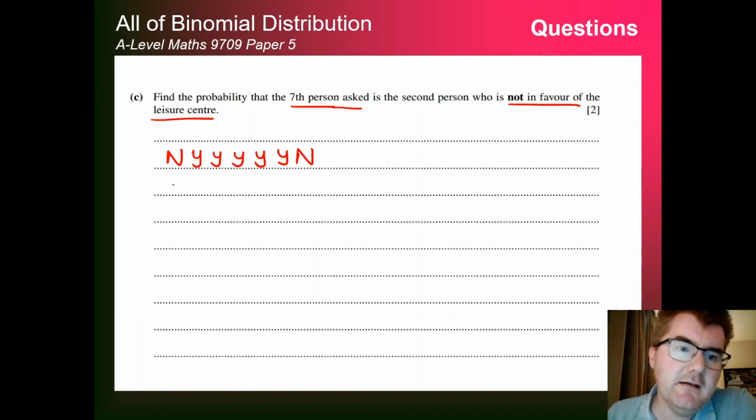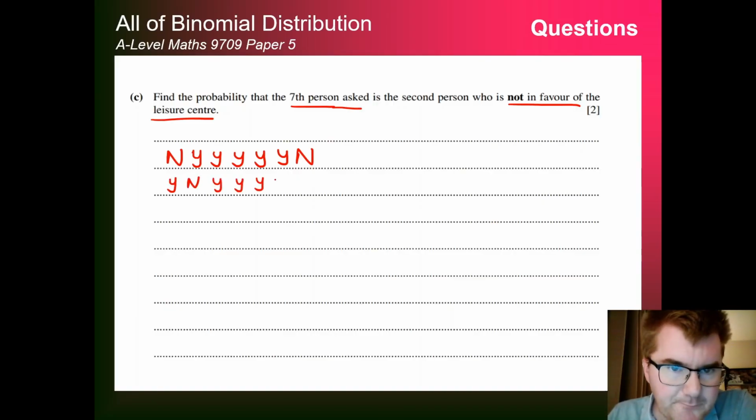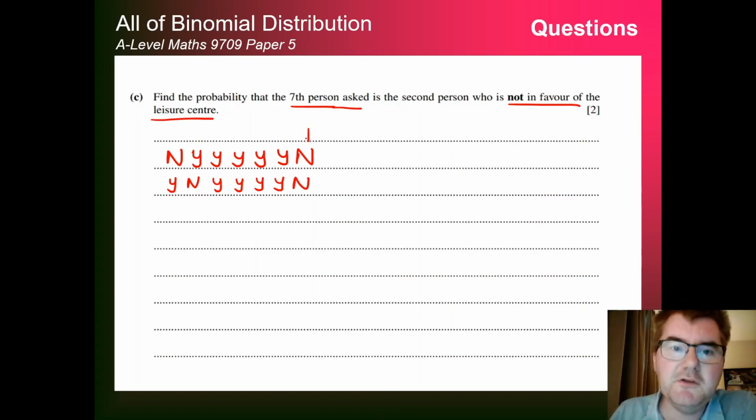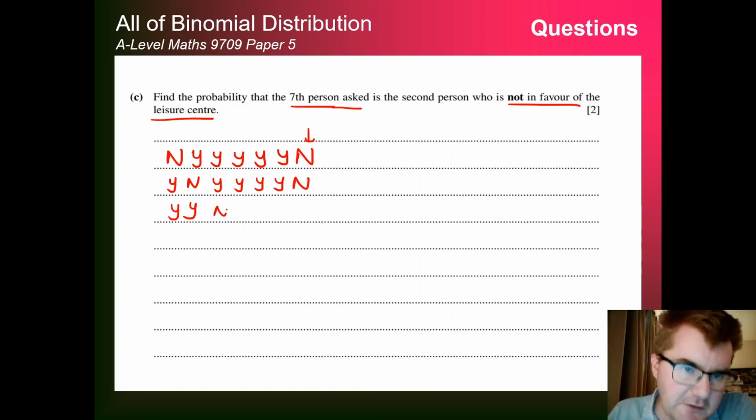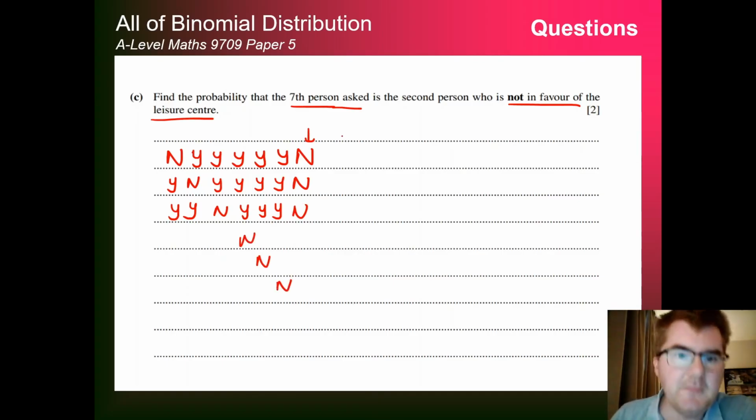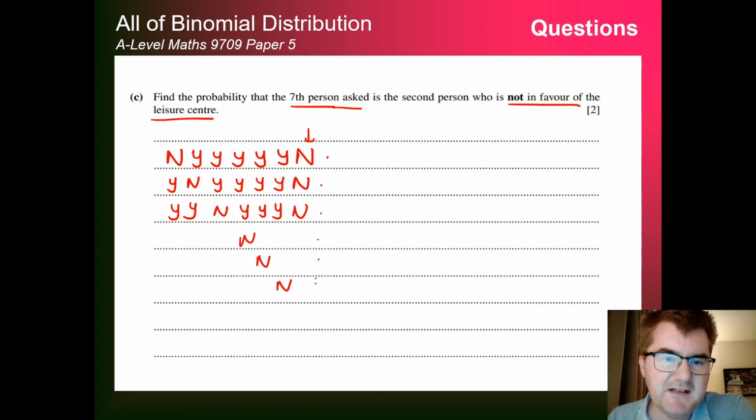Alternatively, we have a yes first and then the no. Then we have all the yeses. And then we have the no. This one has to be the second no that exists. Now you can probably see the pattern here. We could have the next two being yeses, then a no, and then yes, yes, yes, no. And if we go through this way of doing it, how many different possibilities do we have? Well, we have 1, 2, 3, 4, 5, 6.